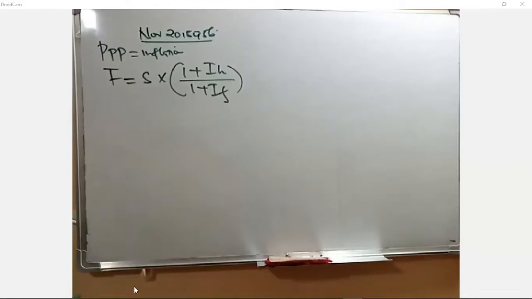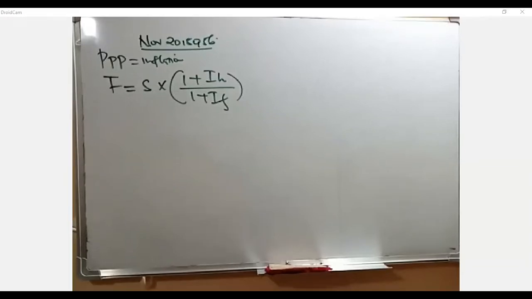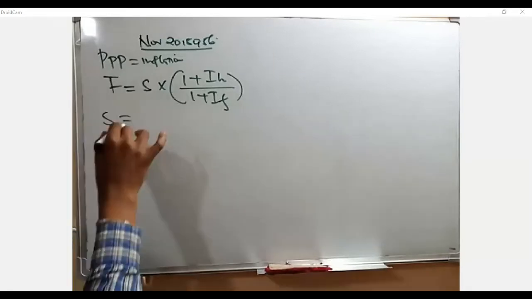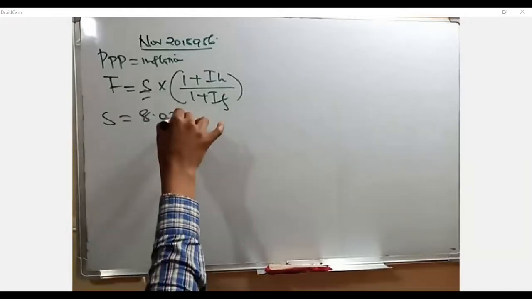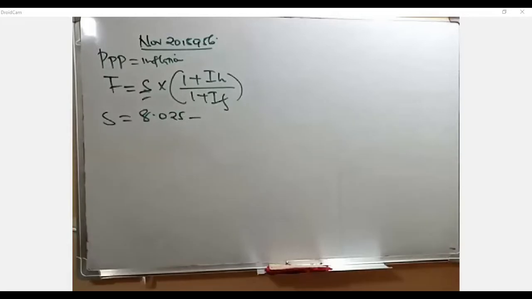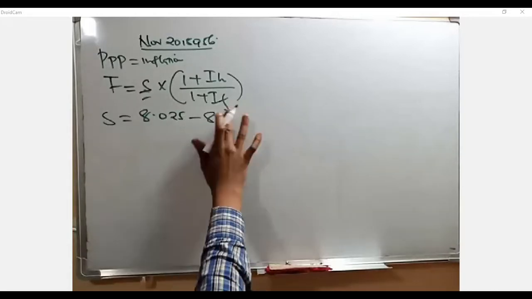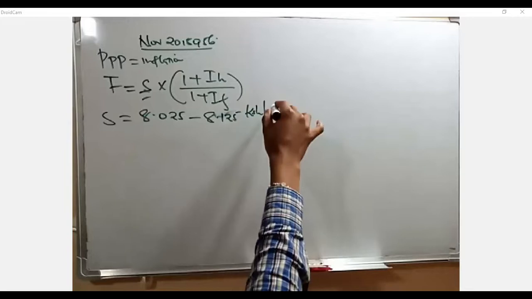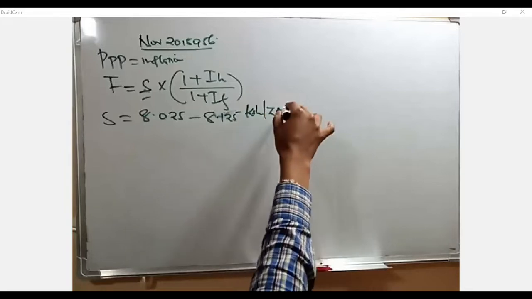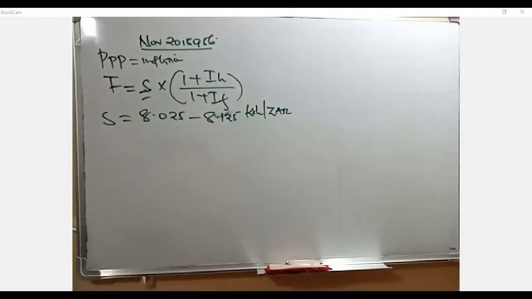Now, when I look at the question, how is it given? The spot rate is given, so let us first determine the spot rate to use. It is given as 8.025 to 8.125. We are talking about Kenya shillings per South African rand. Right? It is given like that. Now, from this, you have to determine where to borrow and where to sell.